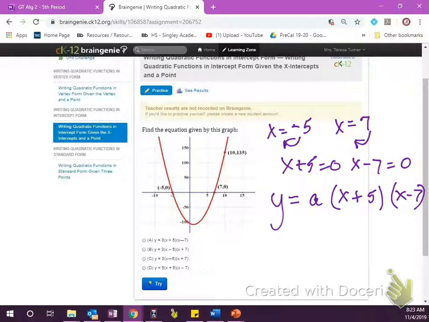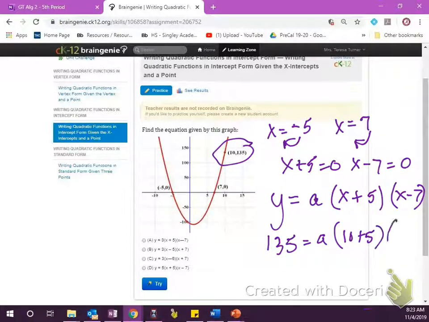So we have to solve for a, so we use this point, which is 10 and 135. So y is 135 equals a times 10 plus 5 times 10 minus 7. So 135 equals a times 10 plus 5, which is 15, times 10 minus 7, which is 3. 15 times 3 is 45.